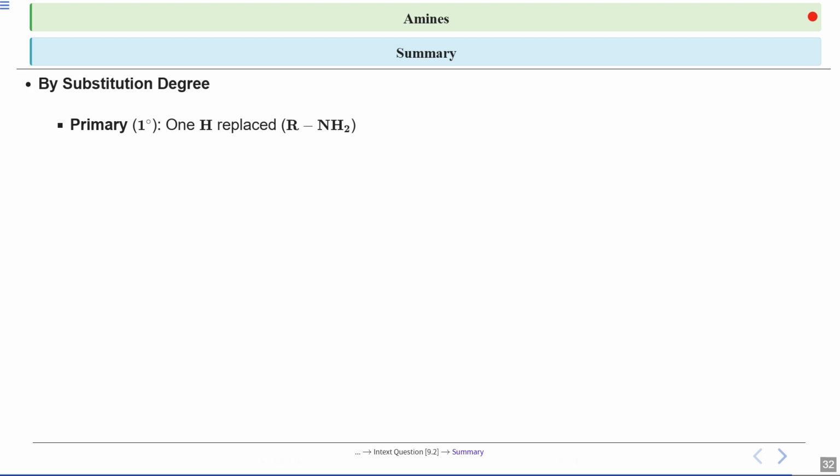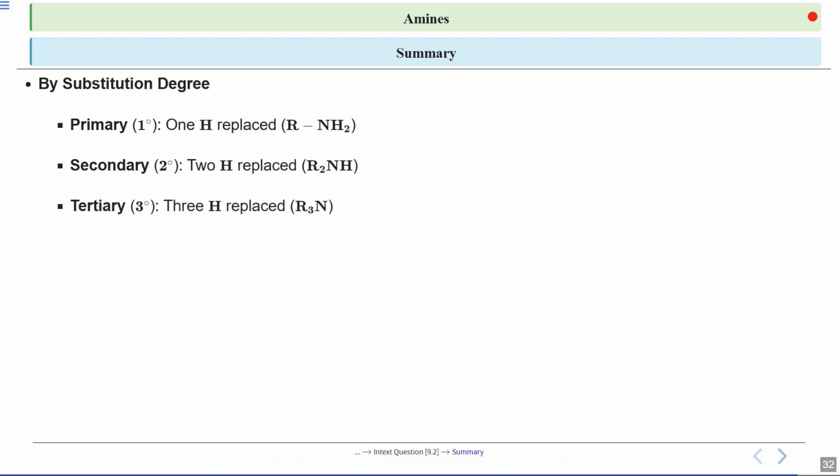The formula is RNH2. Then we discussed secondary amines. In secondary amines, two hydrogens from ammonia are replaced by alkyl or aryl groups. The general formula is R2NH, for example, diethylamine. Next is tertiary amines. All three hydrogens are replaced by alkyl or aryl groups. The molecular formula is R3N, for example, trimethylamine.